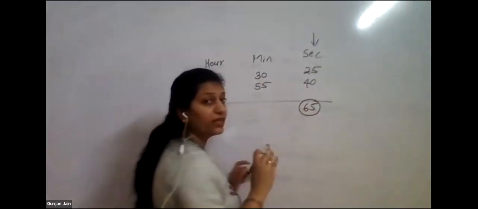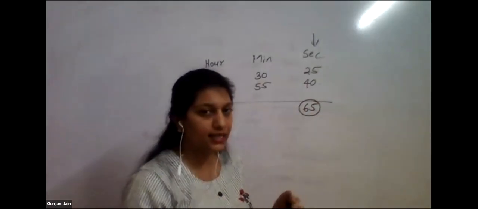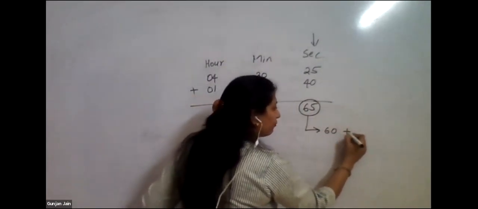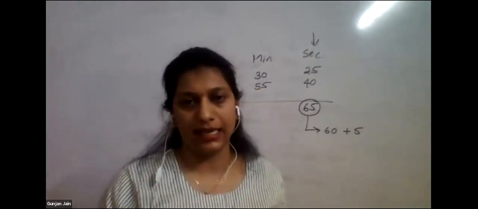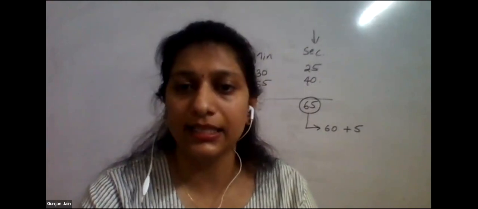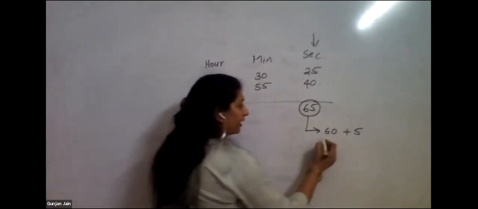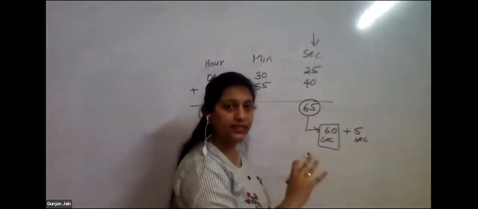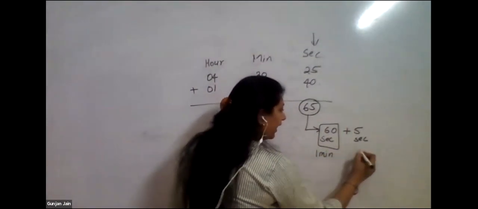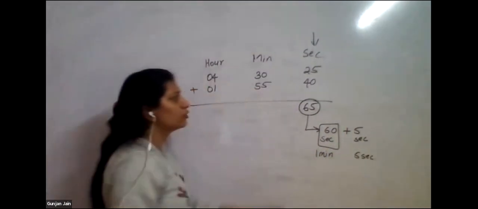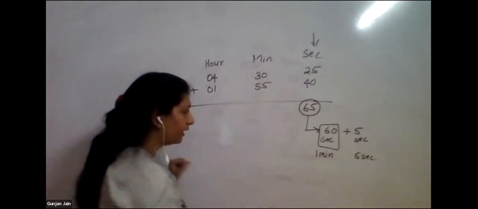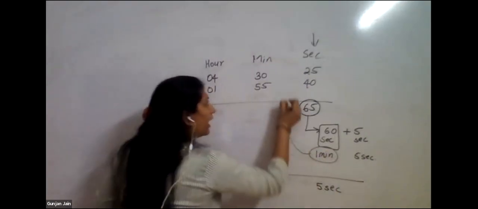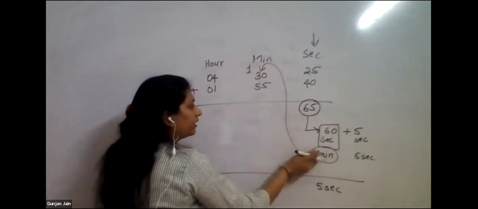Now 65. Whenever your answer is coming greater than 60, and here it is coming greater than 60, so we will write what? 60 plus 5. We have to convert it into minutes and seconds, because your answer cannot be greater than 60. So we will write 60 plus 5, that means 60 seconds and 5 seconds. We will write the 60 seconds as 1 minute and 5 seconds. So my answer for 25 and 40 becomes 5 seconds only, and my 1 minute will go as a carryover here, because it is a minute, so it should be here.